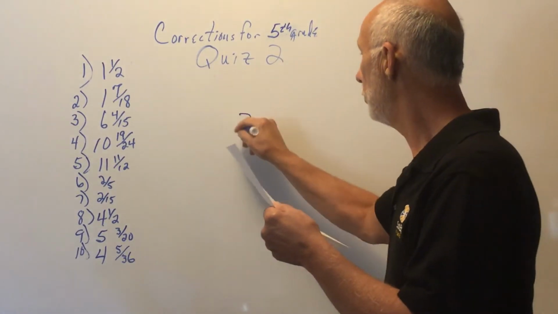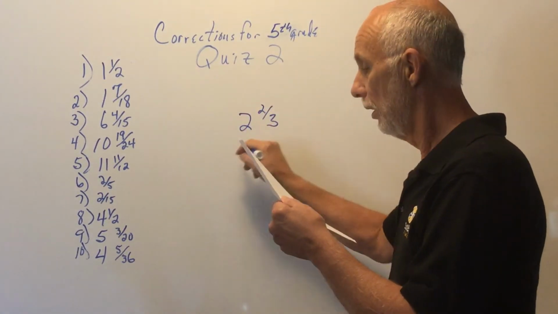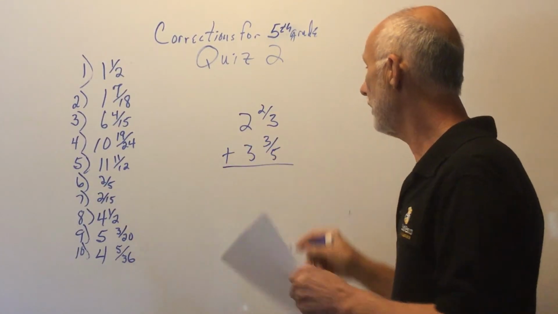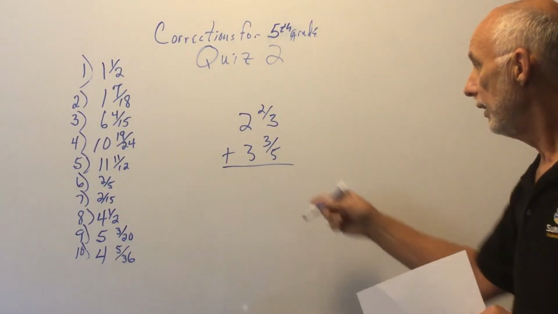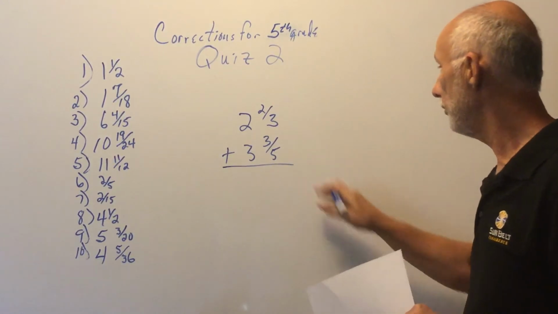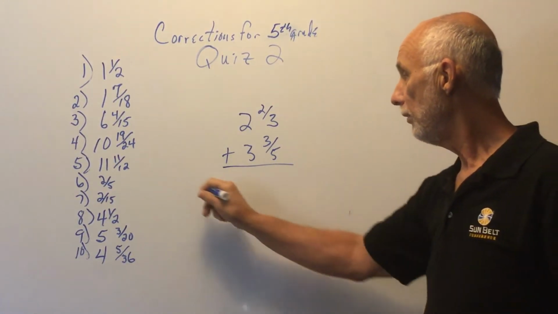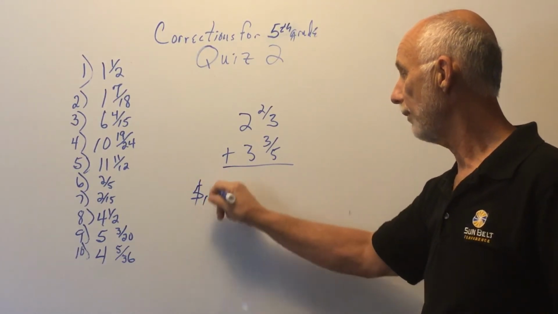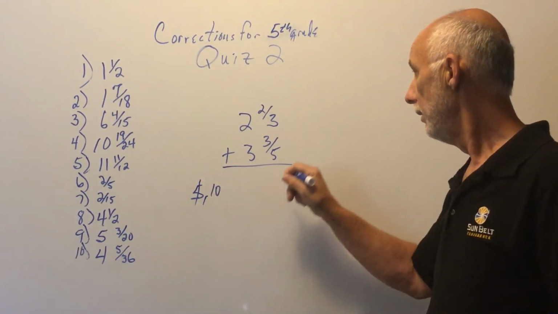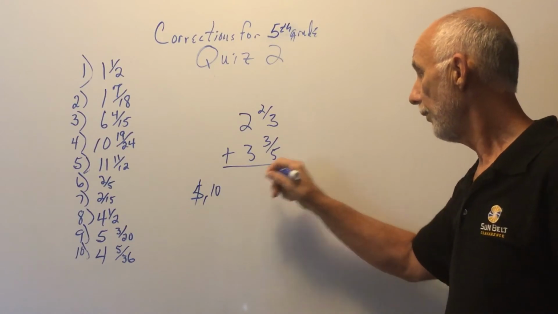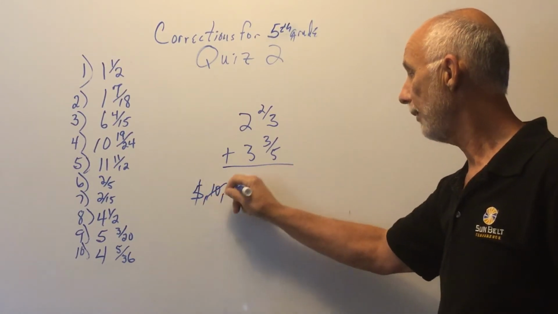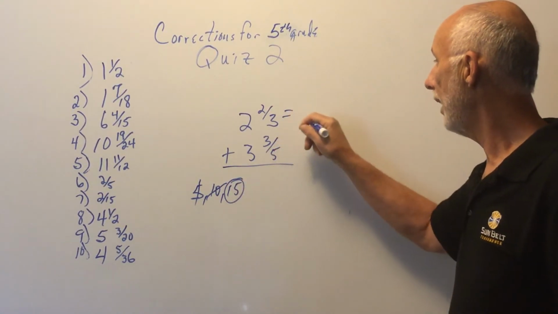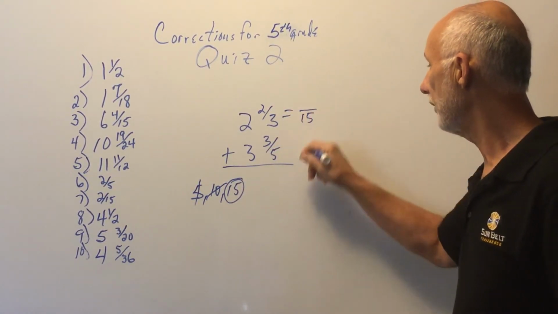Number 3 was 2 2/3 plus 3 3/5. You need a common denominator for 3 and 5. List the 5 times table till you find something that 3 goes into. 5 times 1 is 5. 3 doesn't go into that. 5 times 2 is 10. 3 doesn't go into that. 5 times 3 is 15. 3 does go into that. My common denominator was 15.